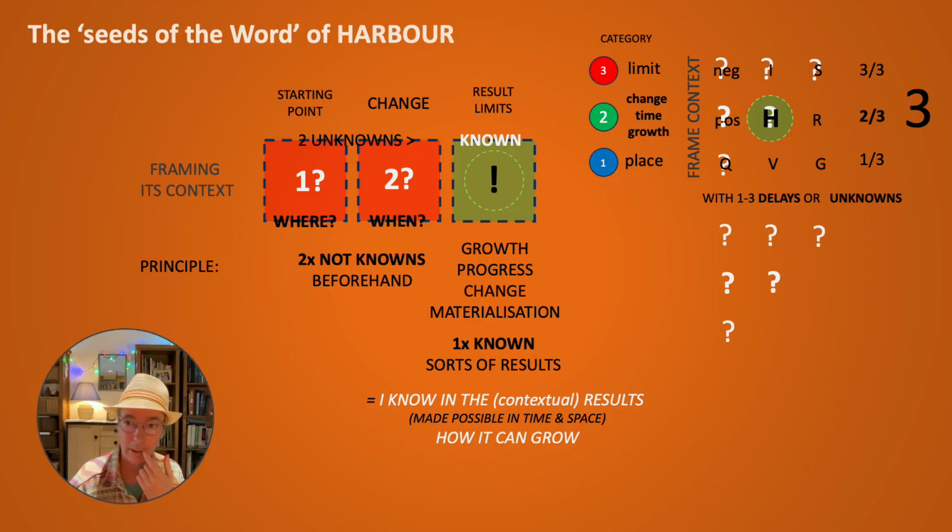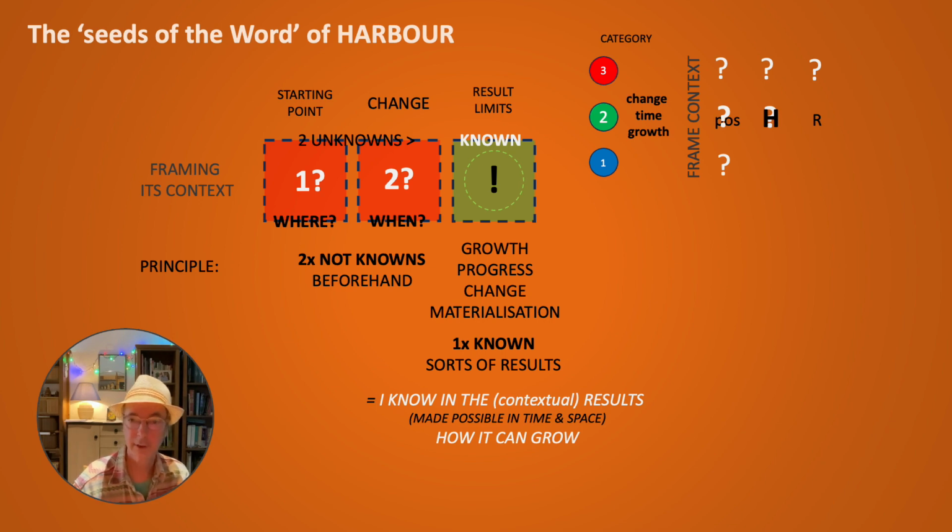So there will be two unknowns, not known things which are there beforehand, until we have the known aspect. There are also three categories. The second category will always be about changes, about time, about growth, about materialization, and so on. So the whole second level here is about changes and growth. The H is in the middle. It will be about that growth process. So that's what we will end up in. That will be our result after the two unknowns, and the known thing will be in the result.